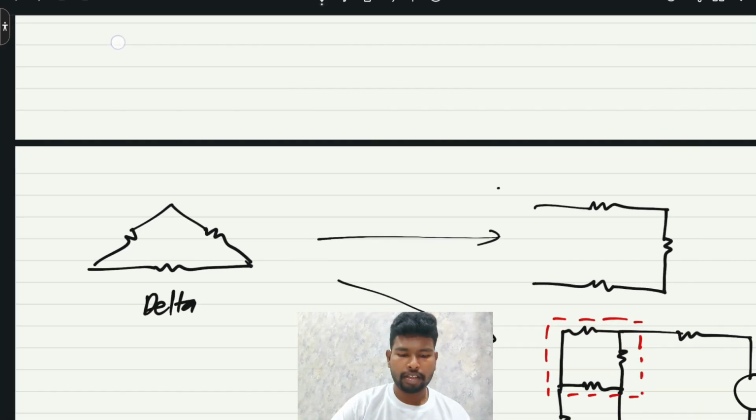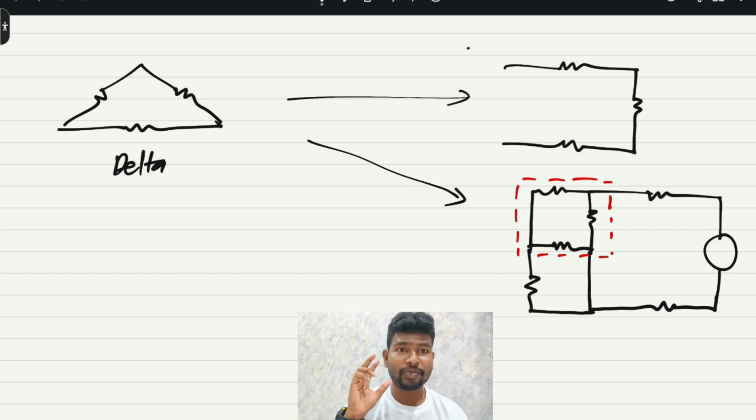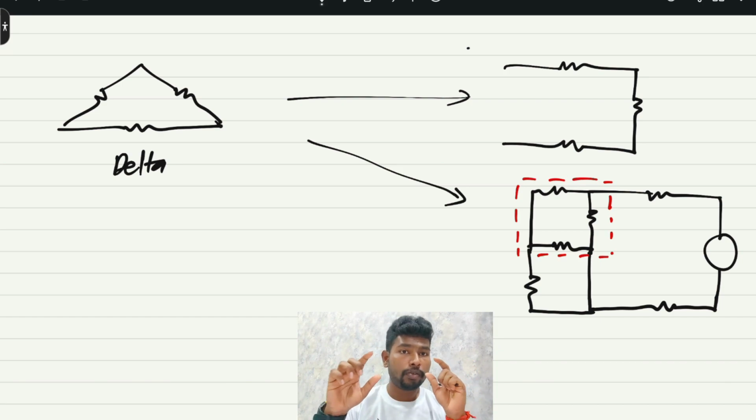Here is an example of the representation of a delta connection. Here's the typical triangle delta connection, but in terms of a circuit, it does not necessarily have to be a triangle. It could be in any shape. It could be a box, it could be a diamond. It depends on the way it is being sketched. Be flexible so that you can adjust yourself to solve the problem.